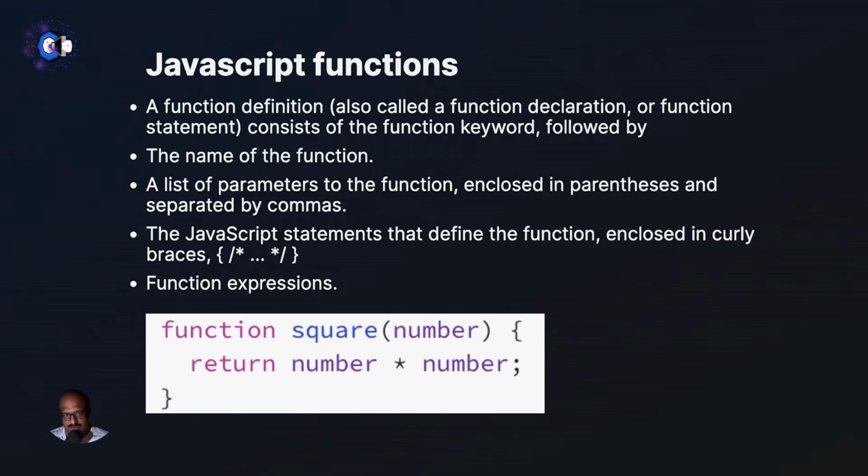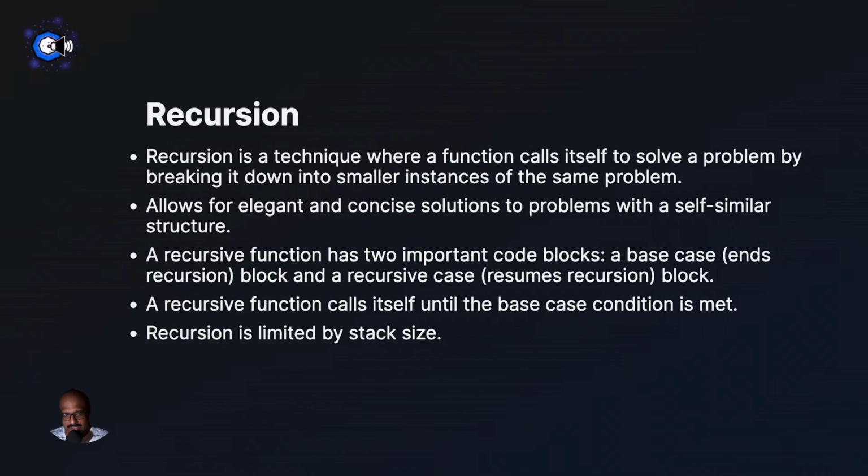Now let's see what recursion is. Recursion is a technique where the function calls itself, breaking the problem down into smaller subproblems. There are two considerations for any recursive function. The first one is that you should have a condition to exit from the recursive call. So the recursive function will call itself until that condition is met.